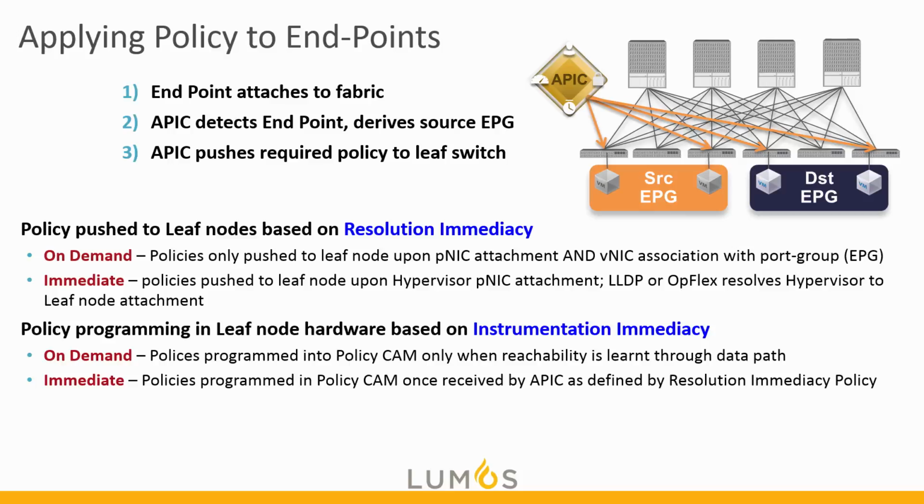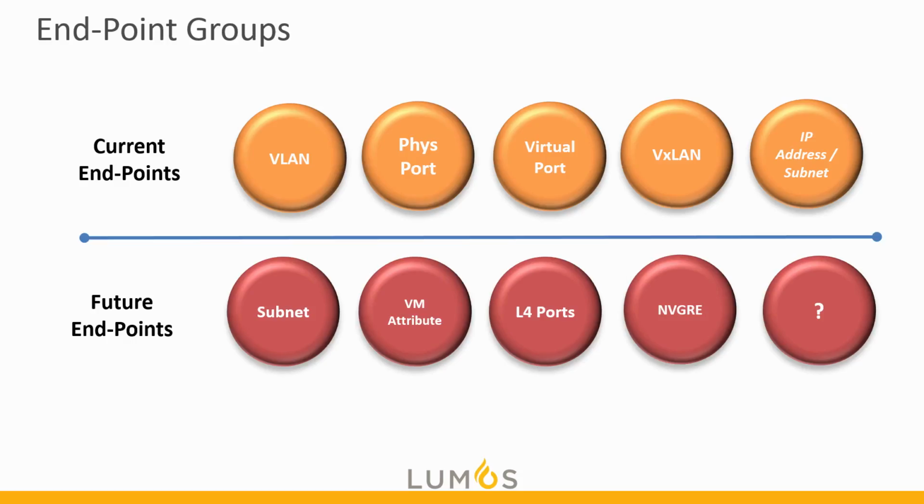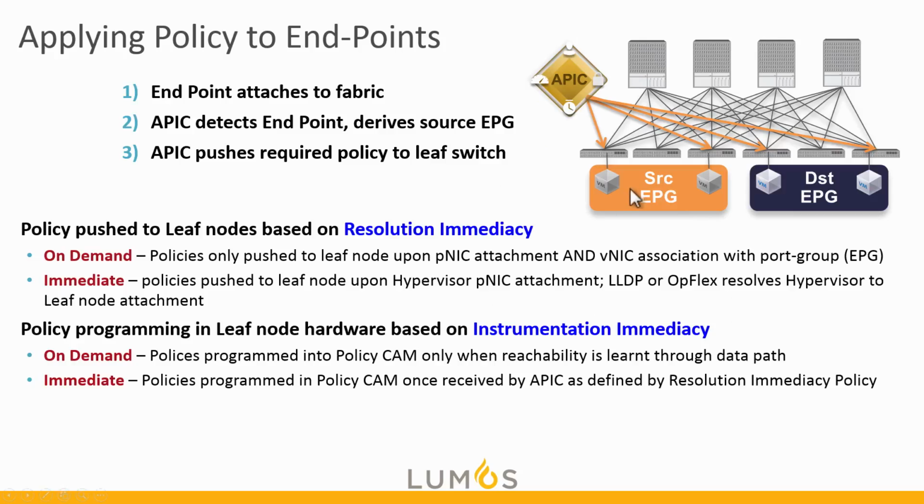So at this point, the APIC detects the endpoint, and it learns about its source EPG. Now, how does it do this? Based on these different attributes. So let's say the VM is coming from an ESXi server that's a part of a distributed virtual switch, and of course it has a port group.